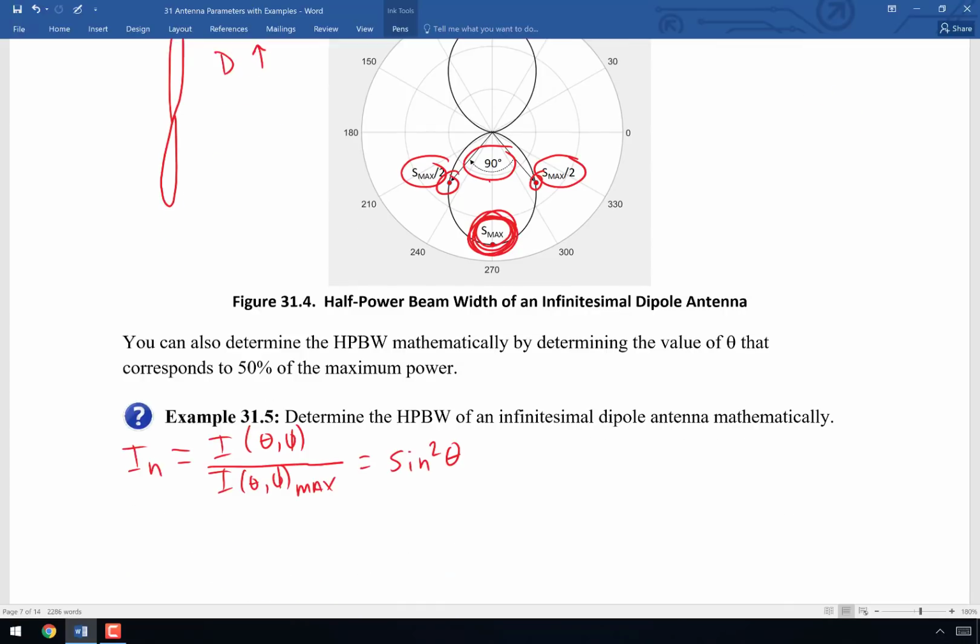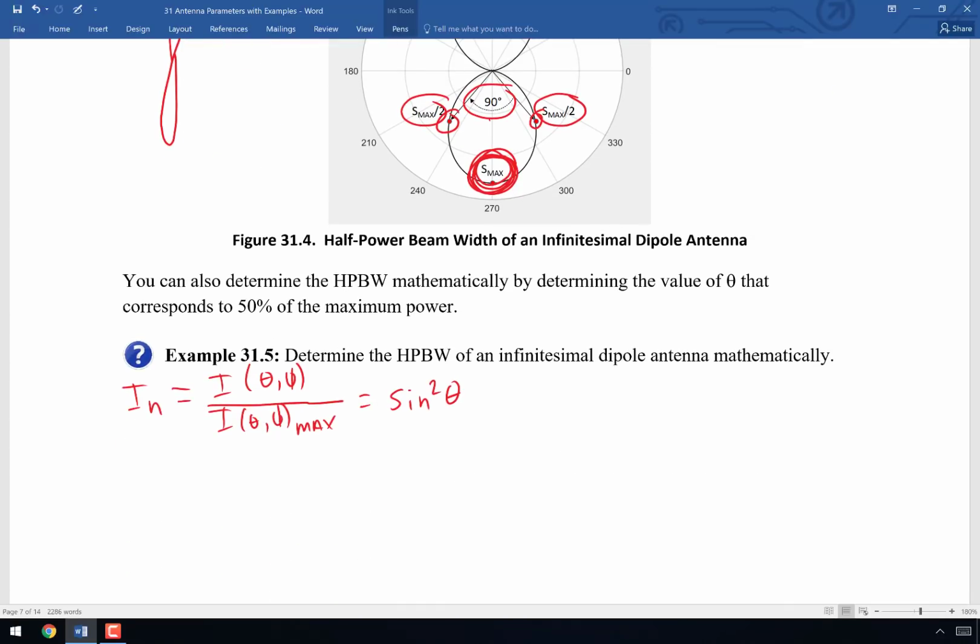So if I know that that represents the power, then I know that I need to say sine squared theta is equal to half. It's equal to 0.5 because I want the half power. I want the beam width at which it is half the power, and this equation right here is setting the power to half. So I'm going to say theta then is the inverse sine of the square root of 0.5. And this, of course, has an infinite number of solutions, but the first two are 45 degrees and 135 degrees.